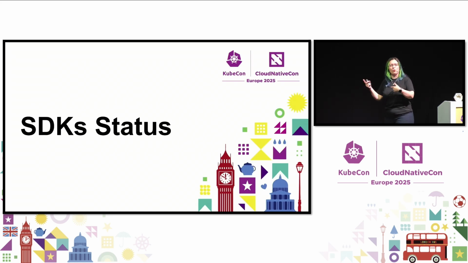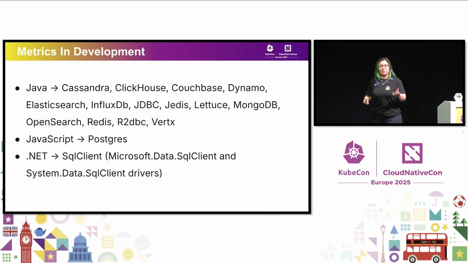Now you're like, okay, cool, I want to use it. Is this ready to use? So for the spans, the majority of things are already in place, so you can start using them today. For the metrics itself, they are currently under development. So we have today, for the operation duration that I mentioned, for Java, I think all of the drivers are already there. For JavaScript, we have it for Postgres, and for .NET, we have it for the SQL clients.